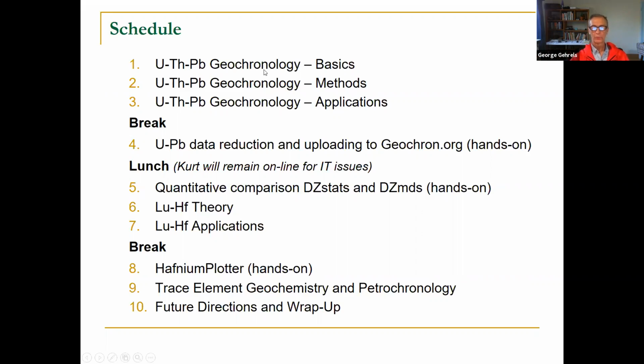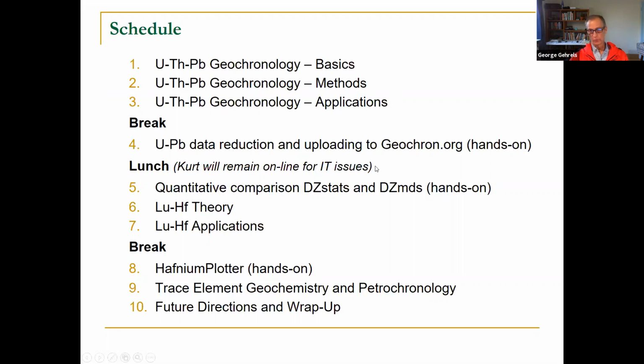We're going to start off with 3 modules with geochronology. They're about half an hour each, something like that. And we'll do a little bit of Q&A between each one, and definitely jump in the chat function as we go if you have questions. There's also a couple of polls that I've put in here that we'll be working through. We'll take a little break, and then we're going to do some hands-on work with data reduction and uploading to Geochron.